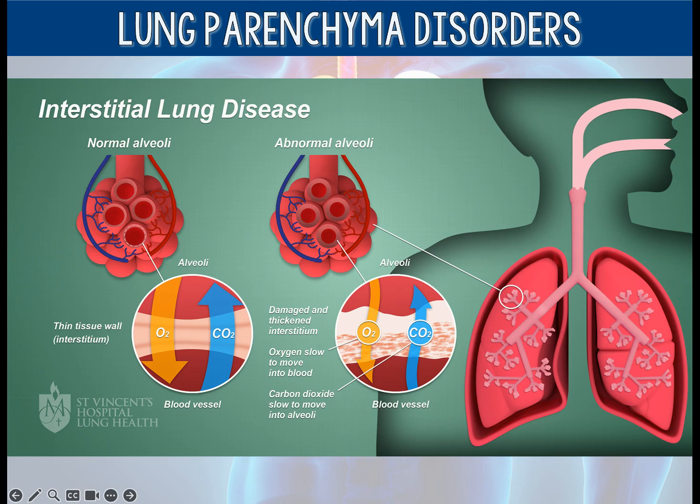So if you look here on the right, on the left side is your normal alveoli, and on the right side is your abnormal alveoli. And when you look at the abnormal alveoli, you see that there's damage and thickened interstitium. So the oxygen is slow to move into the blood, and the carbon dioxide is very slow to move into the alveoli. So what you end up with is impaired gas exchange.